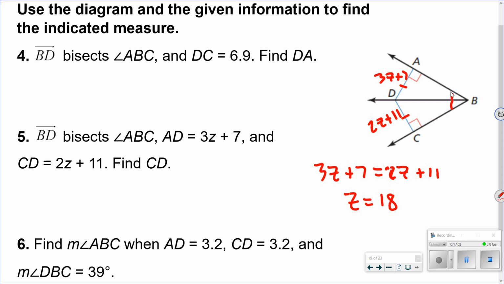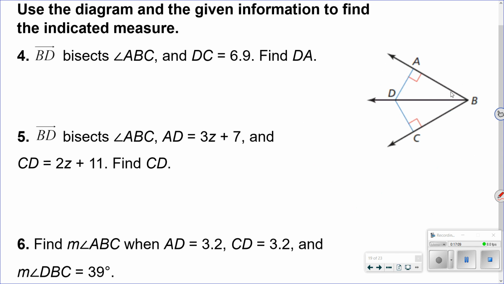Okay, number 6 is a little bit different. It says find the measure of angle ABC when AD equals 3.2. So this segment right there is 3.2. CD equals 3.2. And DBC is 39. So DBC right here is 39 degrees. Well, if you look at point D, it's the same distance from both sides. That means this has to be the angle bisector. So if that's 39, that one is 39. And it wants me to find this whole angle. So 39 times 2, right? It ends up being 78.